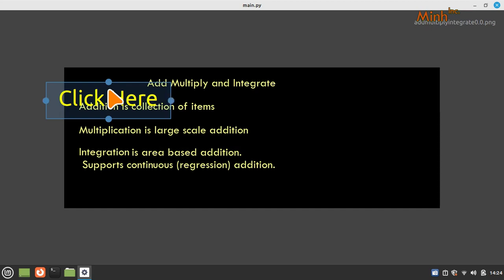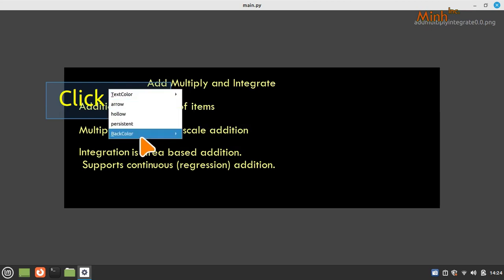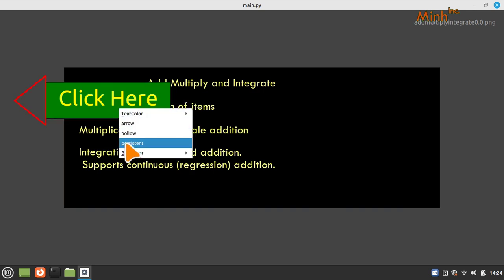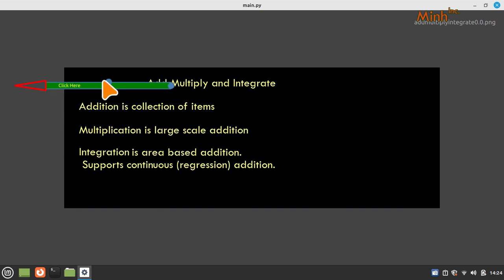Integration is a simple concept, but if understandability is not good, it can make life hell, because as it progresses, things will become unnecessarily complex. What we have seen is that addition is the collection of items, collecting items in each unit of time. Multiplication is large-scale addition, and integration is area-based addition. This is also called continuous addition.